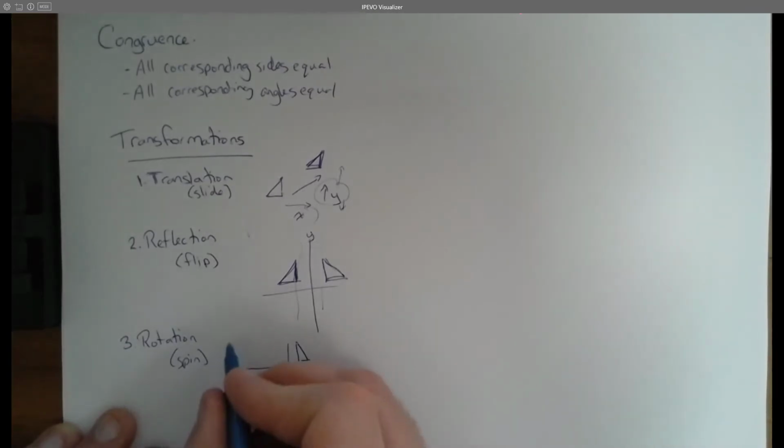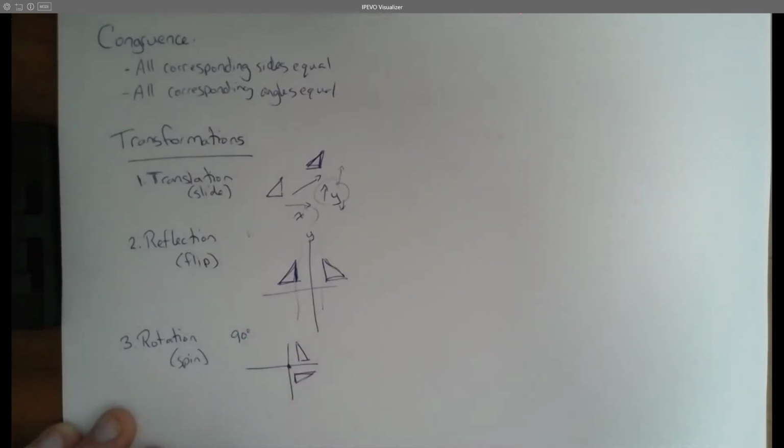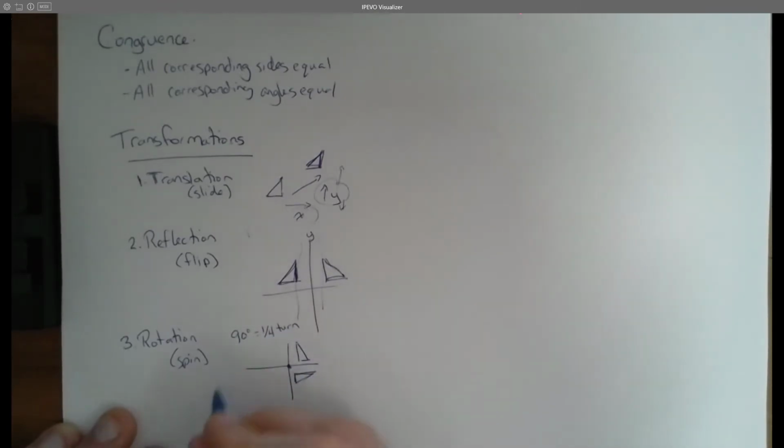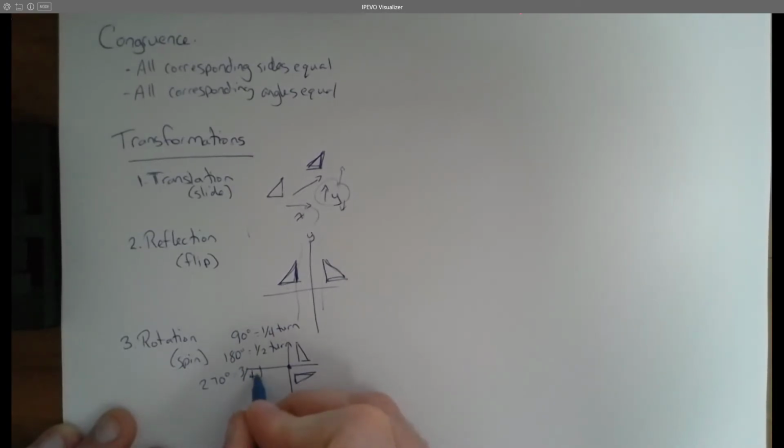This one here, we talked about spins that were like a 90-degree spin, which is basically a 1/4 turn. We talked about 180 degree, which is a half turn. And we also talked about a 270 degree, which is a 3/4 turn.